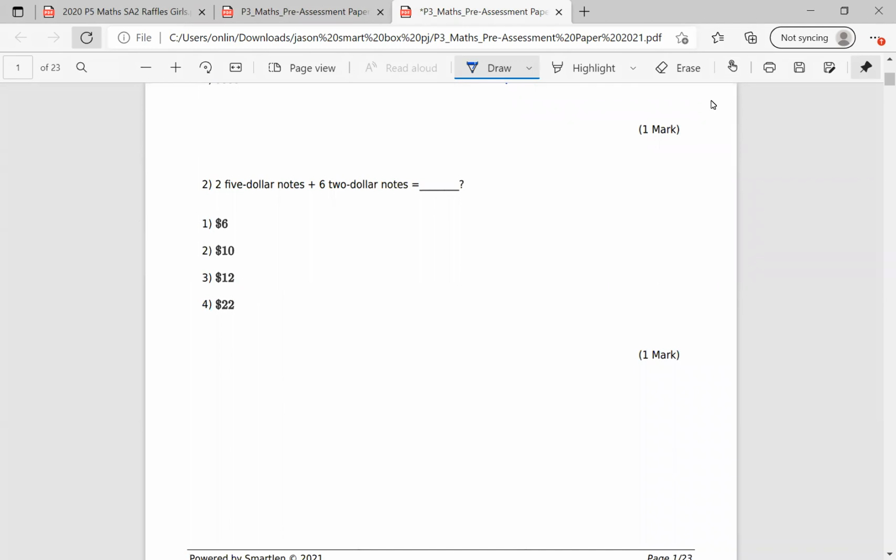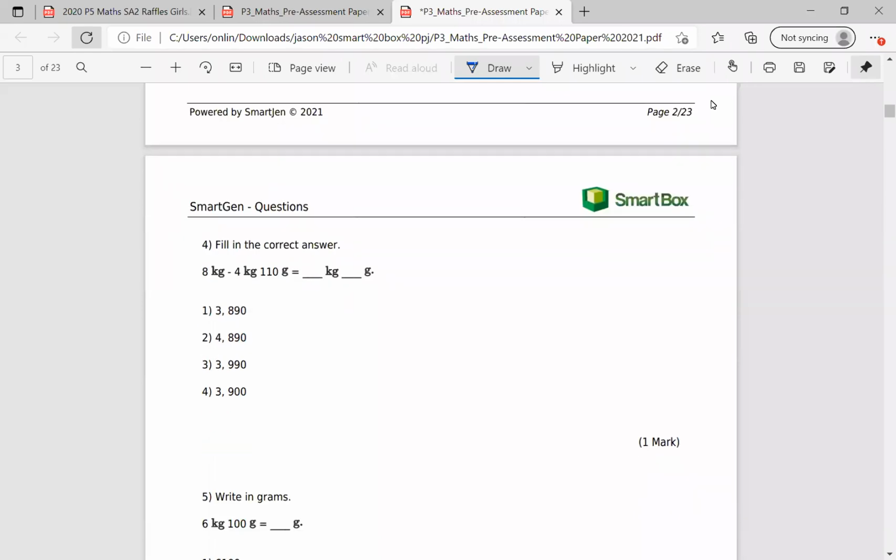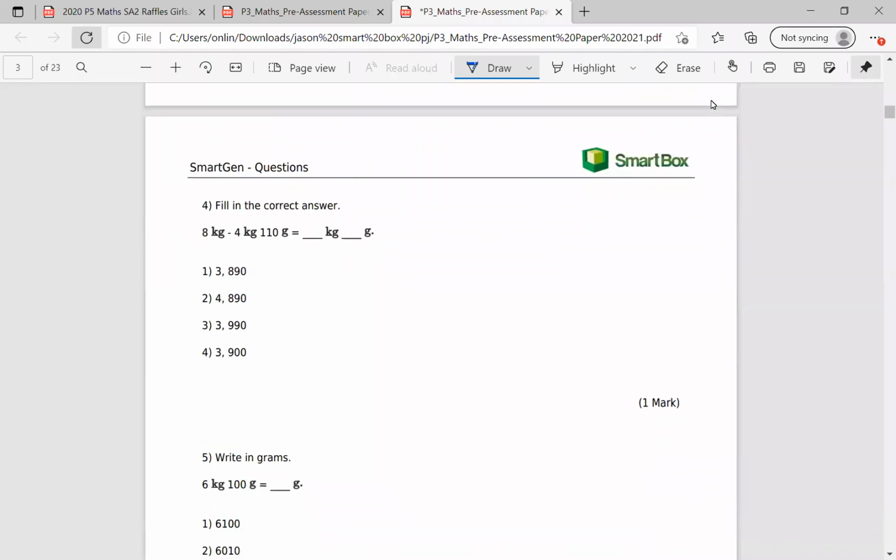I will be moving down to questions that have more common mistakes. I think the first few questions are still quite easy. I'll start with question 4 as the first question that I'll do with steps. Most of our students have problem with this because with the numbers here, we have 8 kg and then minus away 4 kg and then 110 gram.